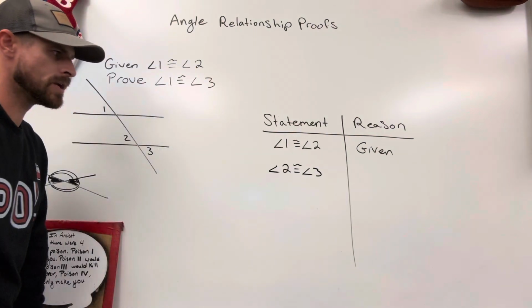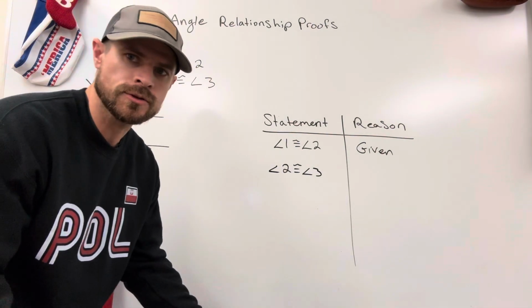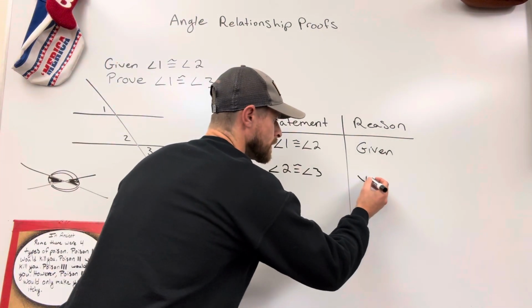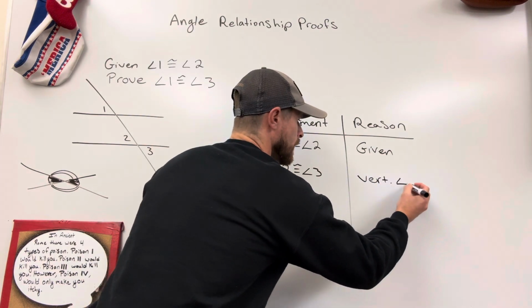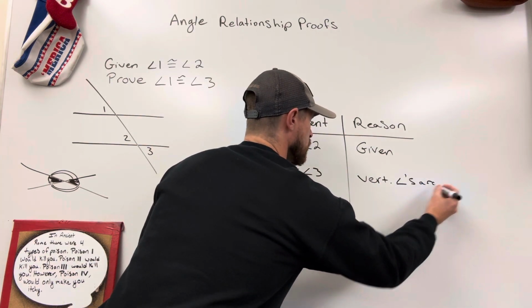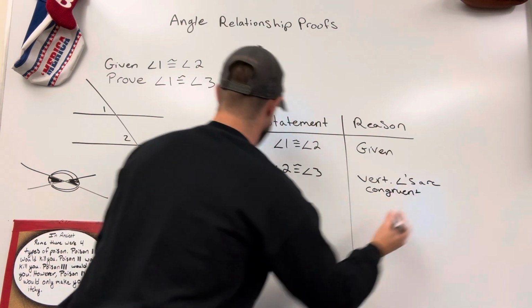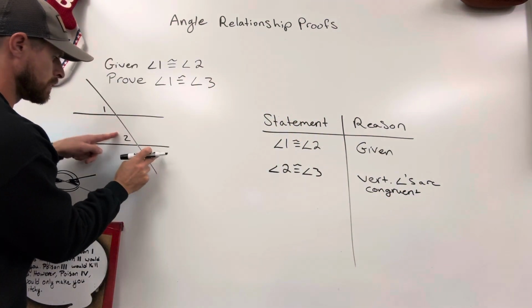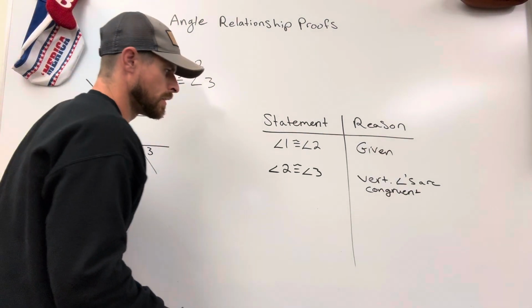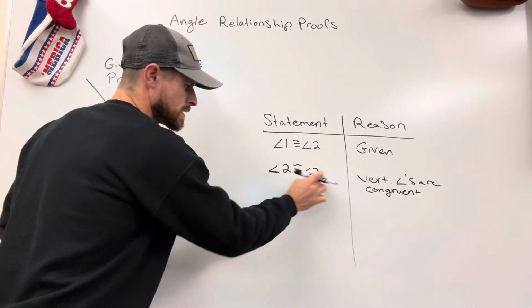Why? How do I know that? Because vertical angles are congruent. This is something we were taught back in the day. Vertical angles are congruent. So, what are we looking at? Vertical angles. 2 and 3, they got to be congruent. That's why. This is the statement.